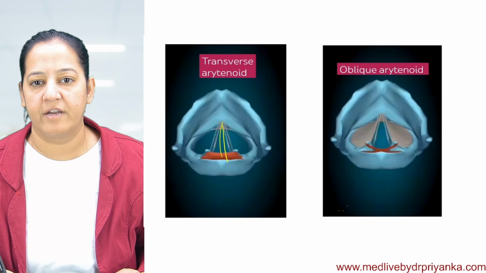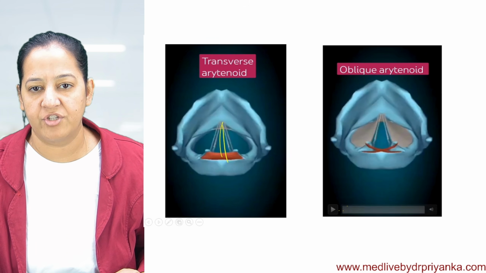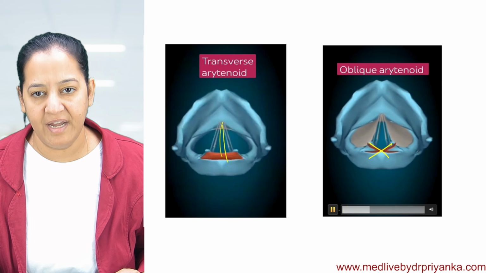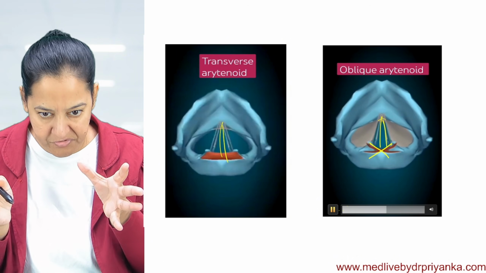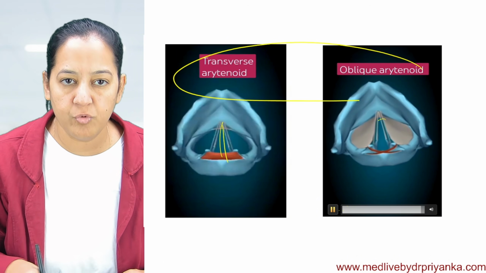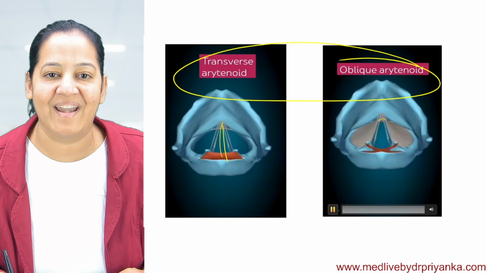And now see the action of oblique arytenoid. Let me show you the action of oblique arytenoid. You can see this muscle is oblique arytenoid. Again, it is bringing the two vocal cords close to each other when it is contracting. And again, there is no space between the arytenoids. So these are the two muscles required during phonation and exhalation.